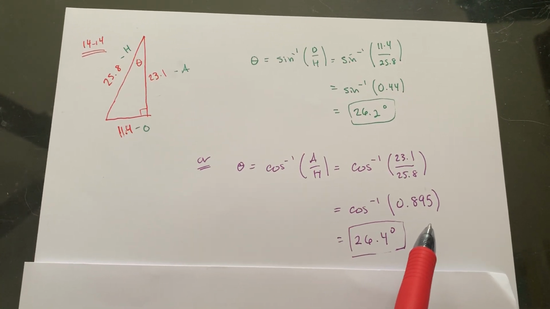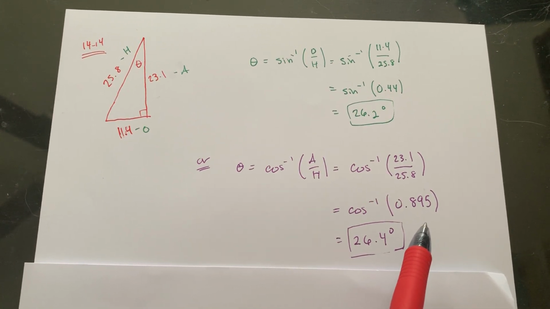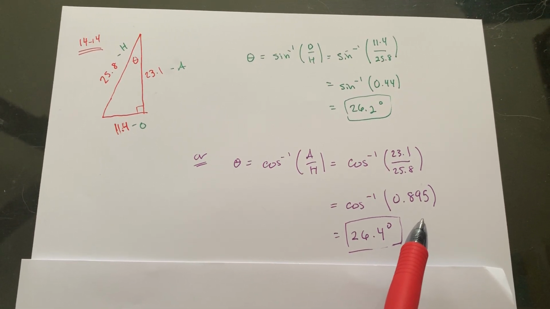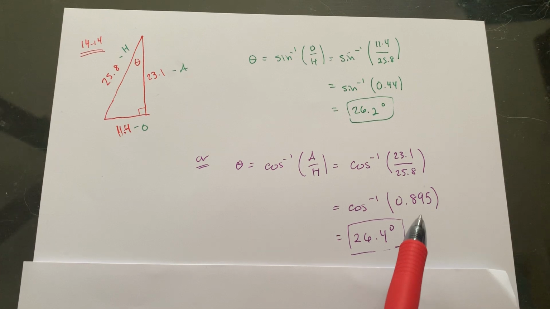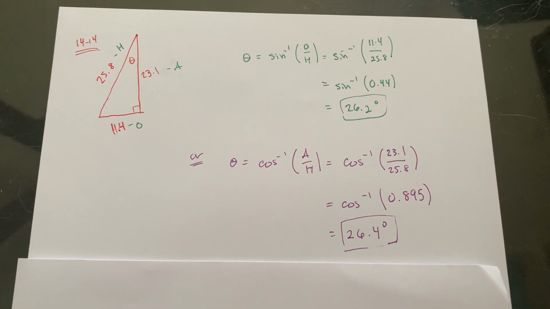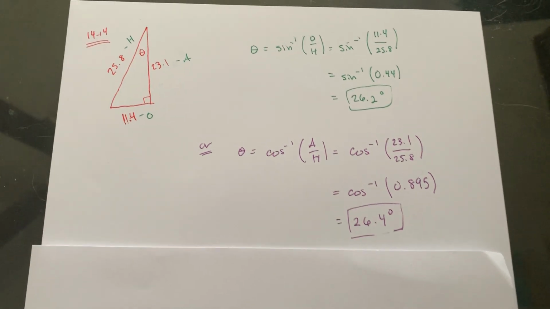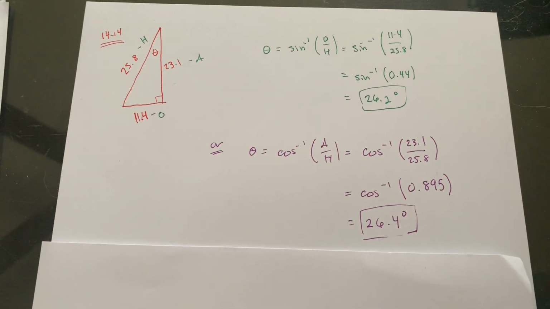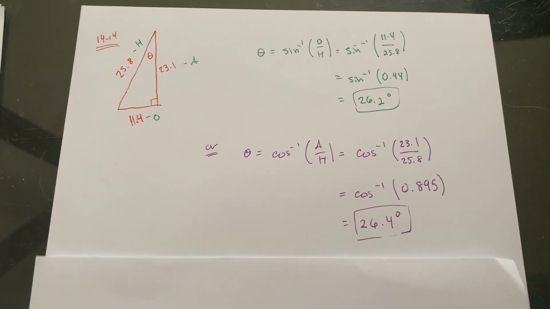My cosine values are the adjacent over the hypotenuse, so 23.1 over 25.8. That fraction would be 0.895 as a decimal. I have to do that to get it into the calculator. Cosine inverse of that decimal value should get me to 26.4. So maybe these two, in theory, meet in the middle. Maybe if we did a tangent version, we'd get a 26.3, and that would be a compromise value.